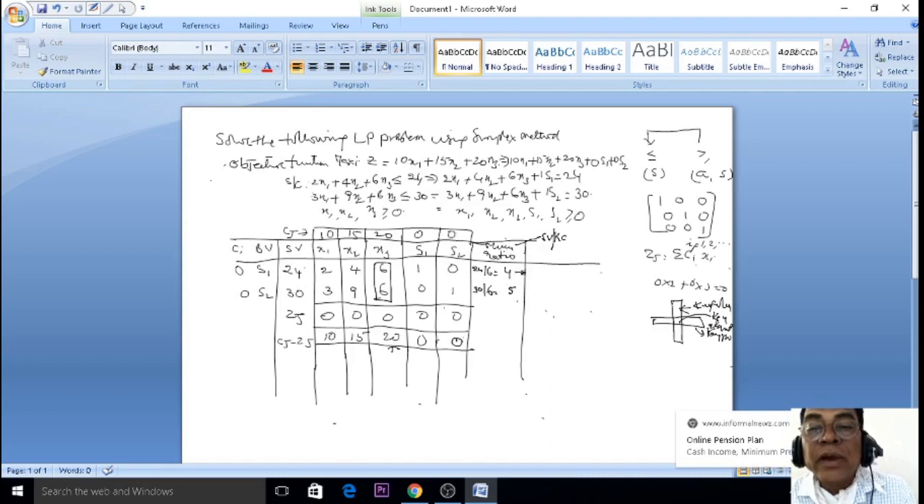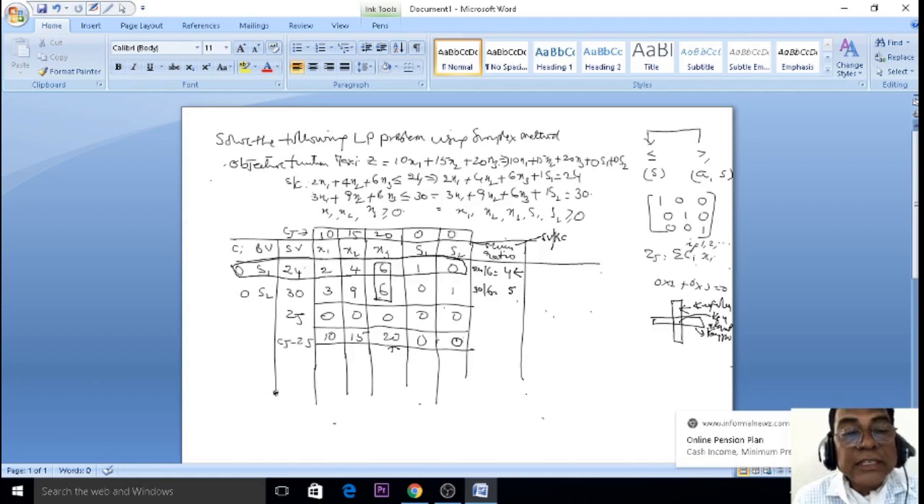Select the minimum value. For the key column, select the maximum positive value. For the key row, select the minimum positive value. So the minimum positive value is this one, and this is called the key row. Finish. Now what is the next step?